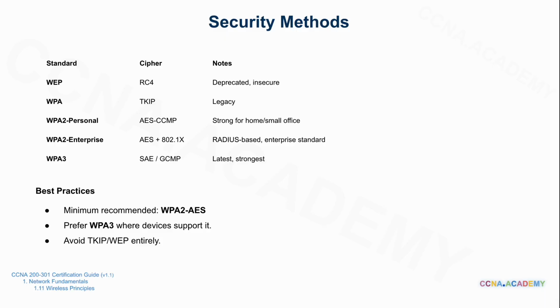Best practices for securing Wi-Fi focus on using strong encryption and modern authentication. WPA2 with AES is the absolute minimum, and WPA3 should be used whenever possible. Avoid outdated methods like WEP or TKIP as they are easily broken. Combining strong encryption with 802.1x authentication and proper key management provides a robust security foundation.